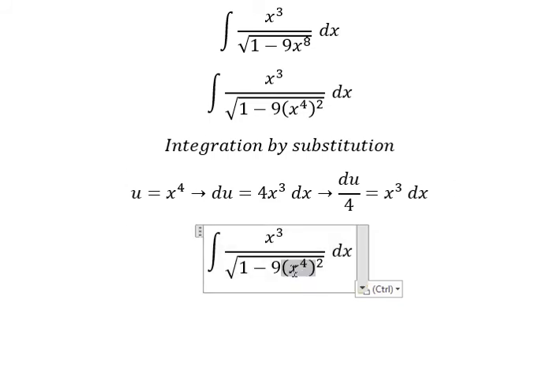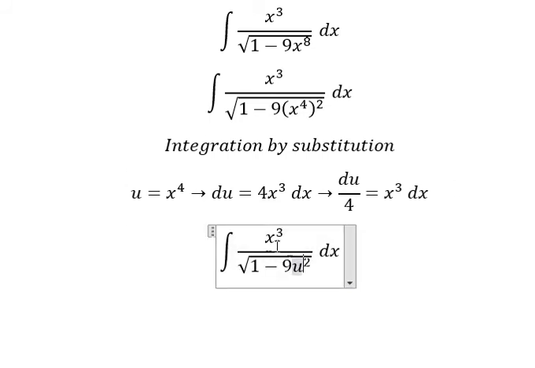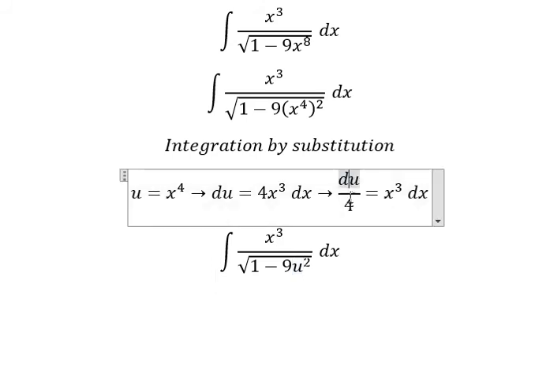Next, this one we change by u. S to the power of 3 ds we change by u over 4.